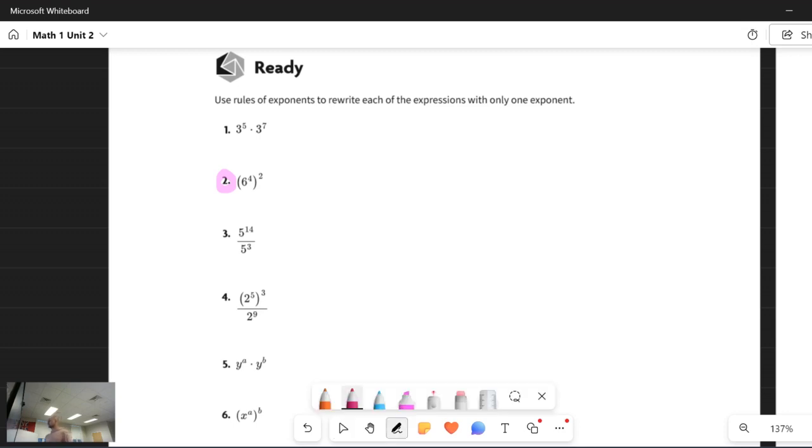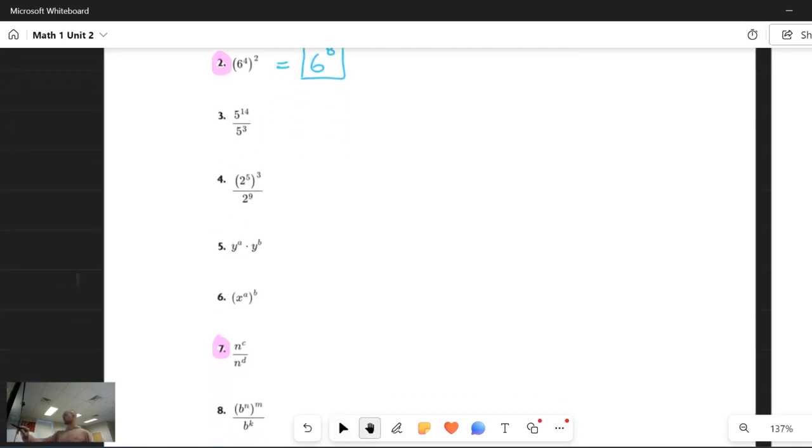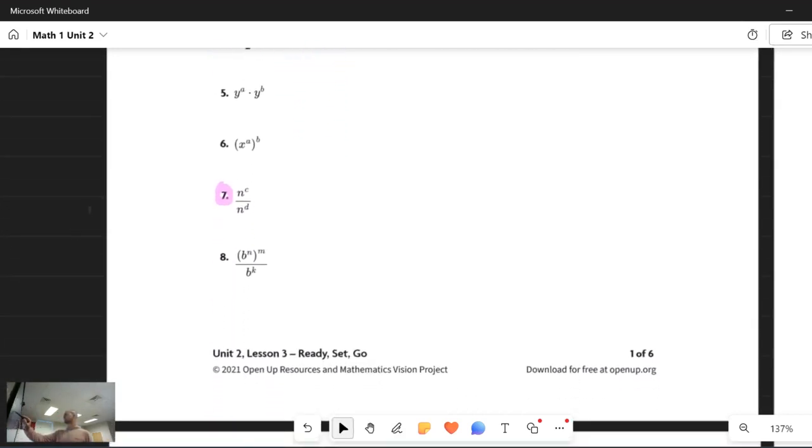That being said, when we look at this first one, problem number 2, it's saying 6 to the 4th all raised to the second power. So we've got a power to a power. This is the only time where you're going to multiply those powers. So this is really 6 to the 8th power, because 4 going up to the second power, we're multiplying to get to here. It is asking us to leave it with one exponent, so we're going to stop right there. So please, as you're working through these, don't go too far. Please stop. We're trying to make sure that you're not doing too much crazy here.